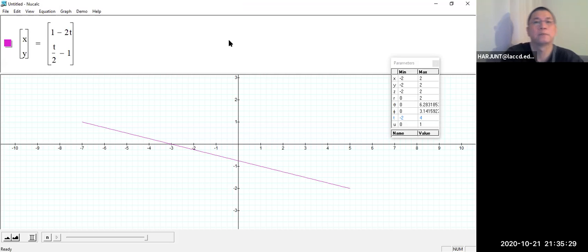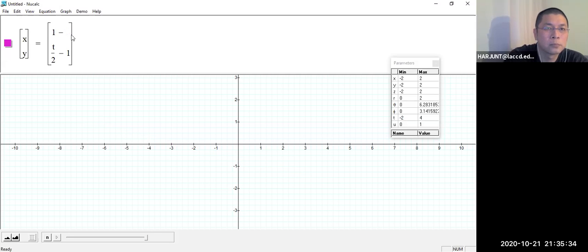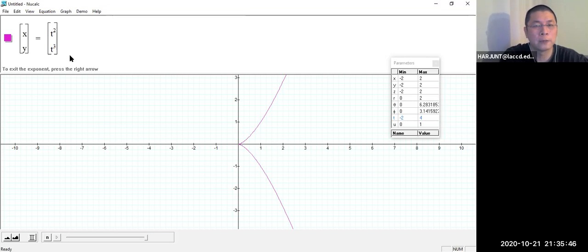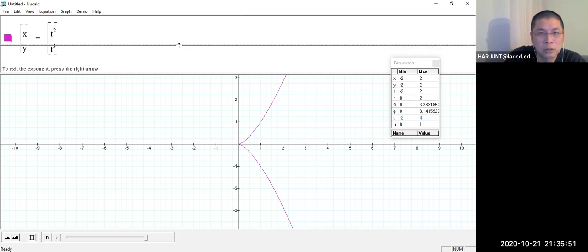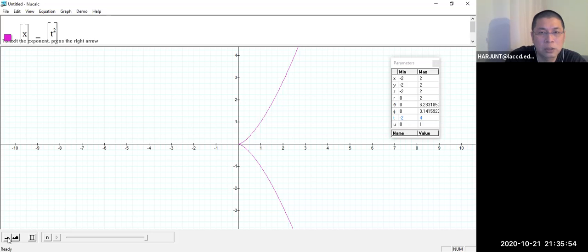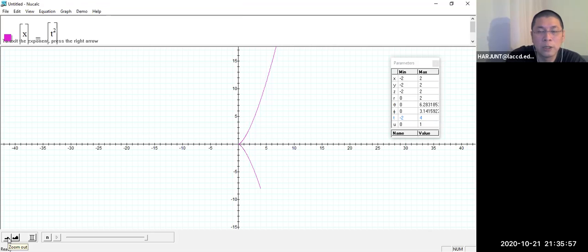How about number 10? Number 10, I have t squared for the x and t cubed for the y. Now, they don't tell us anything about the t's, so the t will still run from, let me zoom out, you see? The t will still run from t equals -2 up to t equals 4, but it's supposed to be a lot larger. Right? Let me make it -20 up to +20.